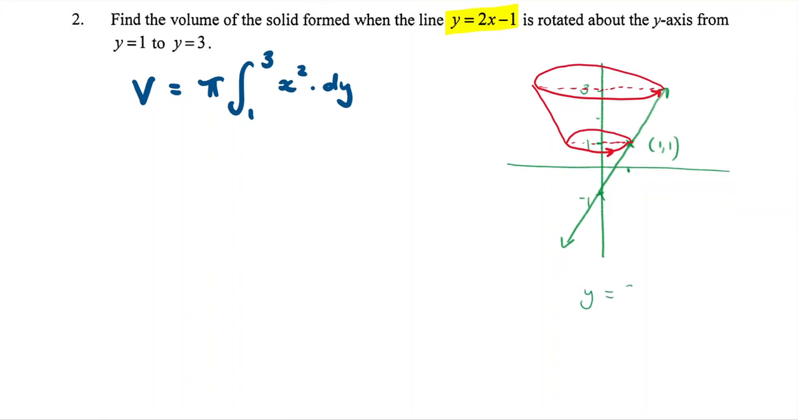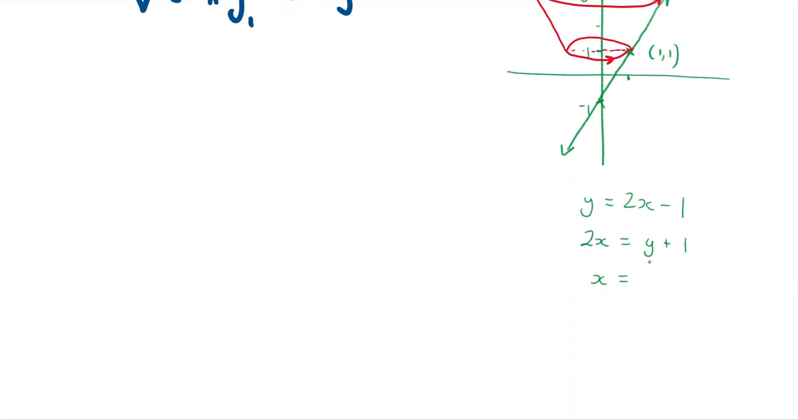So if y is equal to 2x take away 1, let's get the 2x by itself. So that would be y plus 1. And then getting the x by itself, I would divide by 2 to have half of (y plus 1). Okay, but to put this into my formula, I need to know what x squared is. So that means I'm going to have to square everything on the right of that equation there.